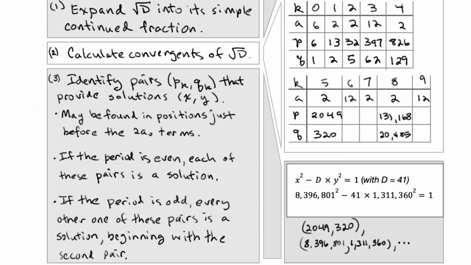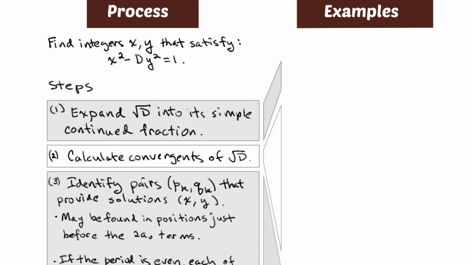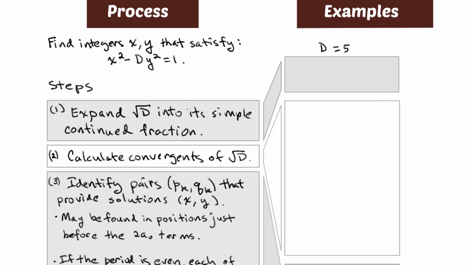So we've covered the two cases in the process, but one more example is still illustrative. This time, d equals 5. The simple continued fraction is 2, 4, with the 4 repeating. This time the palindrome is the empty set. There's just one term in the repeating part, so the period is 1, which is odd.